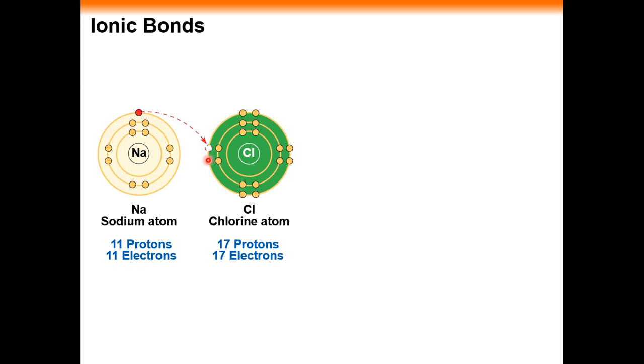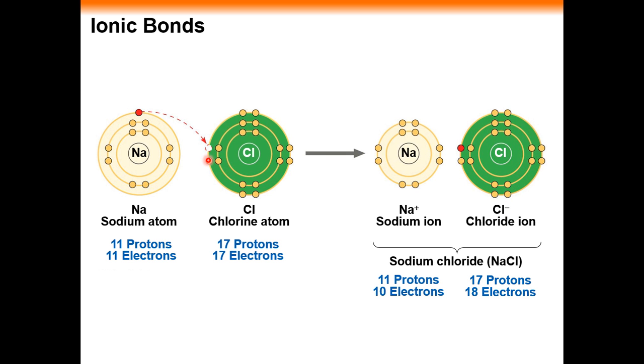So chlorine wants to get 8, sodium wants to get 8, so they think, how can we do this? So they form this interaction, they form this ionic bond. Now, sodium gives up an electron to chlorine. Chlorine takes the electron. Sodium now has a complete valence shell. Look at this. 2, 4, 6, 8. Chlorine now has a complete valence shell.